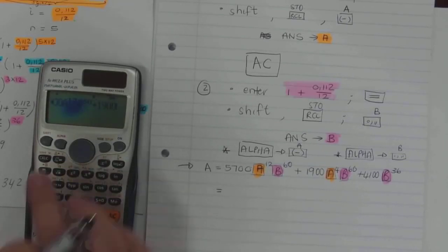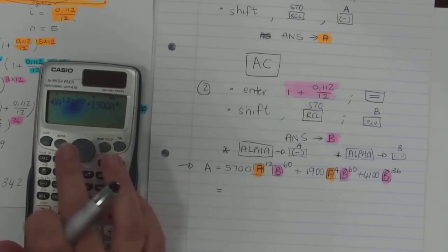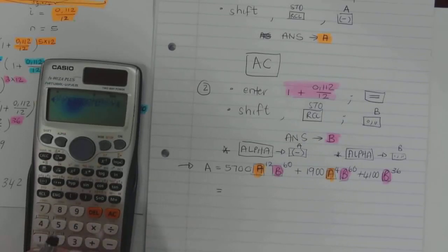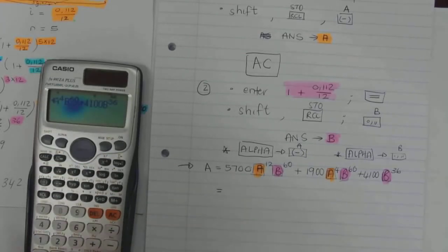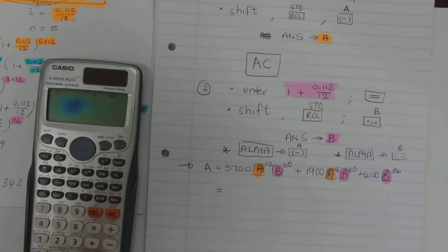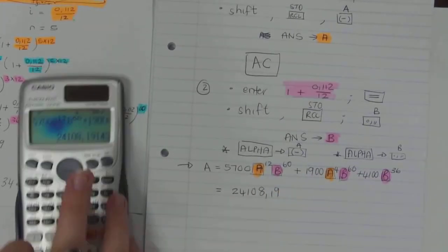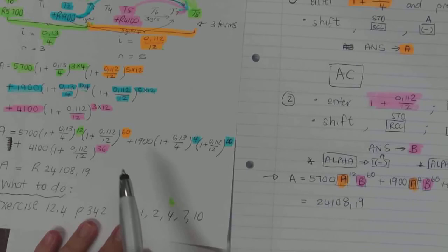Plus 1,900 alpha A, and A must be to the fourth exponent, and alpha B, B is to the power of 60. Plus 4,100, and that was only B, and B is to the 36. By doing this, I have enough digits on my calculator to enter the equation, and look at this. 24108.19. Let's compare the two. Do you see? Exactly the same answer.